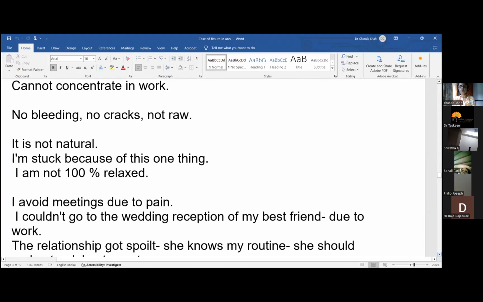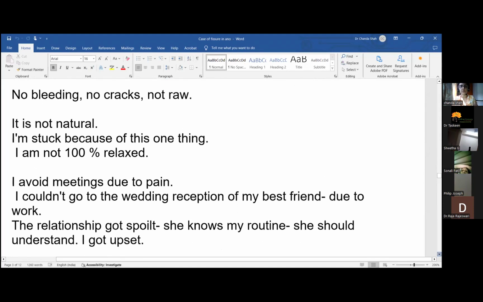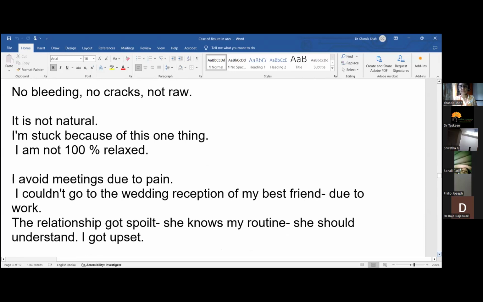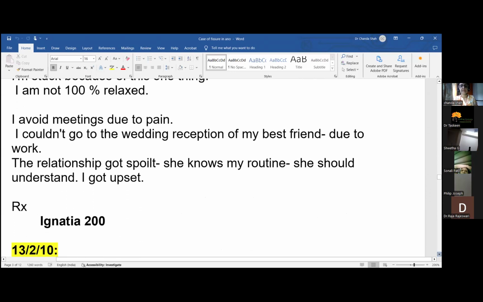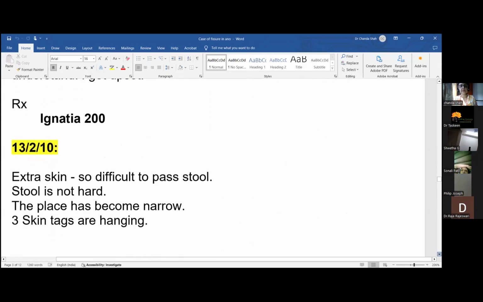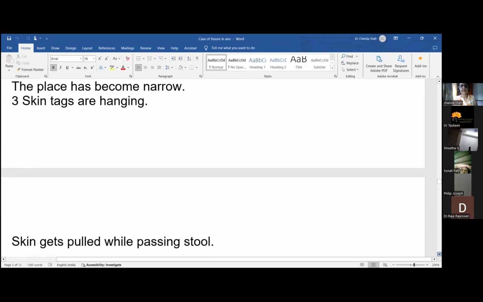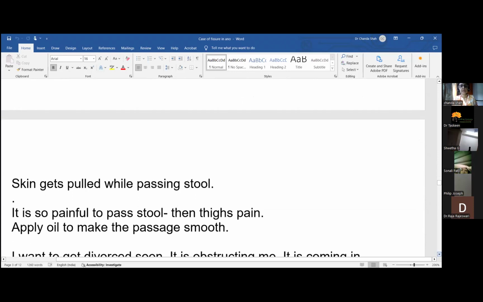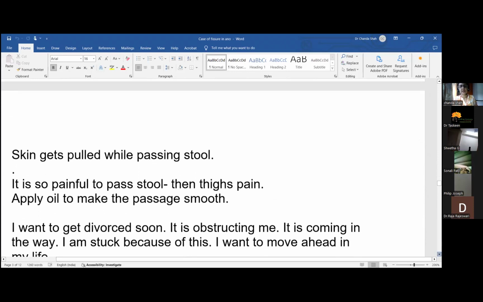I would not go to the wedding reception of my best friend due to work. The relationship got spoiled. She knows my routine. She should understand. I got upset. So again, I gave Ignatia. So this is 2010. Place has become narrow. Three skin tags are hanging. It is so painful.